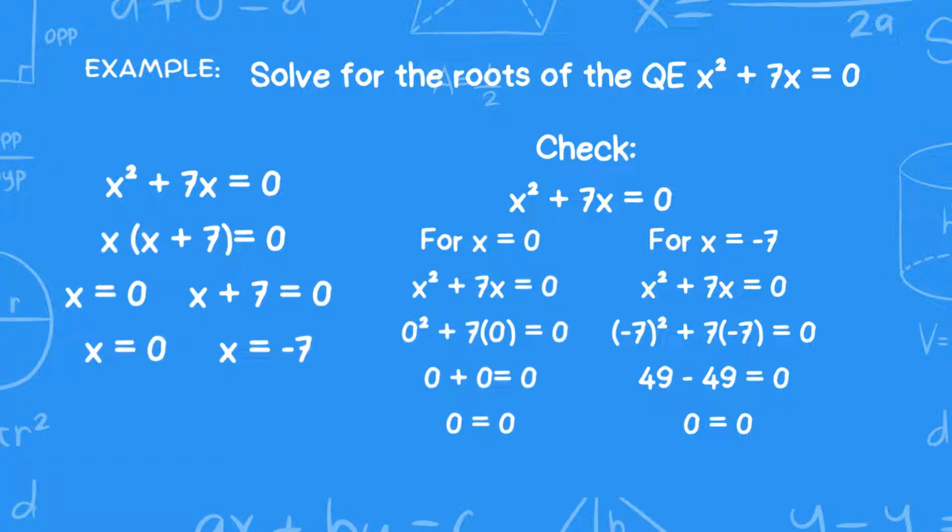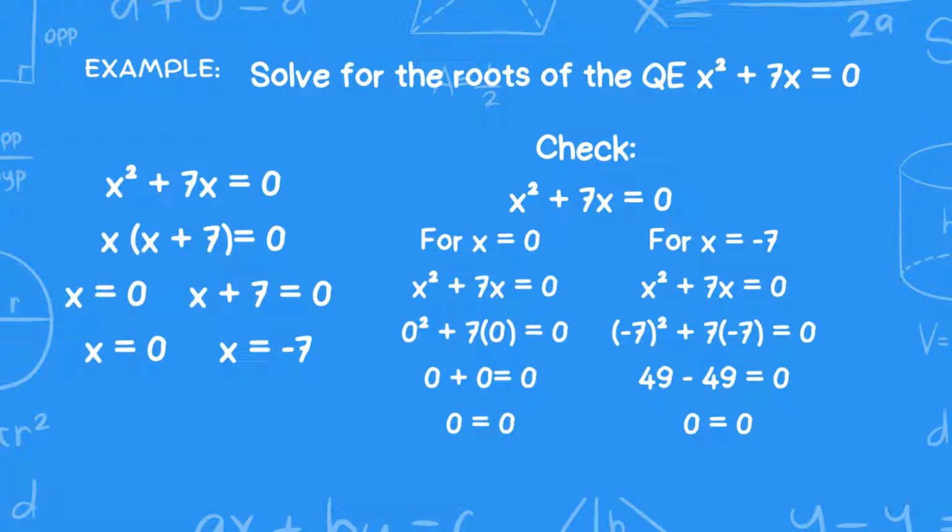For example, we have x squared plus 7x equals 0. As we can see, our given equation is already in standard form, so it is not necessary to transform it. Next, we factor the left side of the equation, which leads us to x times x plus 7 equals 0. Now we can set each factor of the quadratic expression equal to 0: x equals 0, and x plus 7 equals 0.